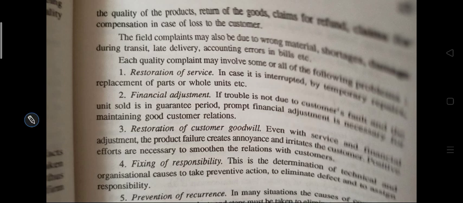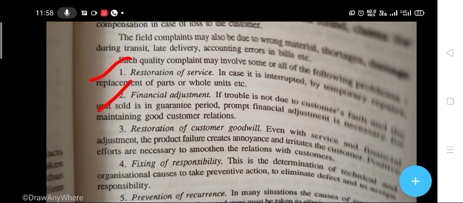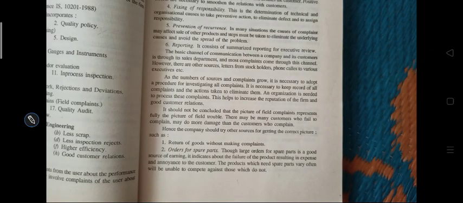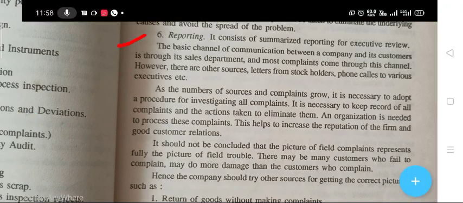The field complaint may also be due to the wrong material, shortage, damage during transit, late delivery, accounting errors in bills. Each quality complaint may involve some or all of the following problems: first the restoration of the service, second the financial adjustment, third the restoration of customer goodwill, fixing of the responsibility, prevention of the recurrence, and further reporting. In the reporting, it consists of summarized reporting for executive review.